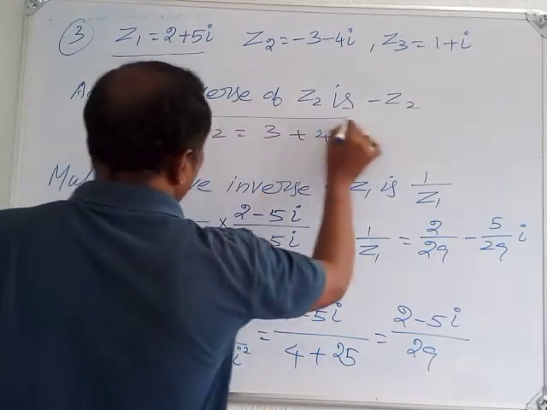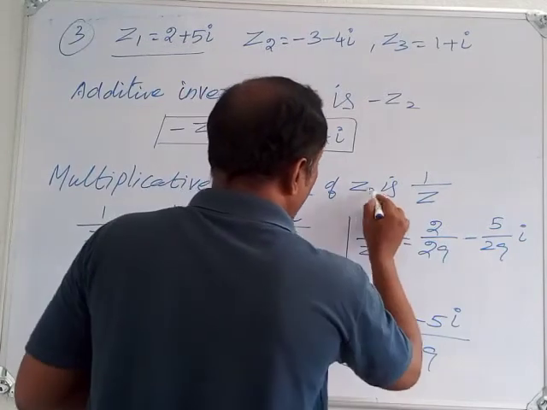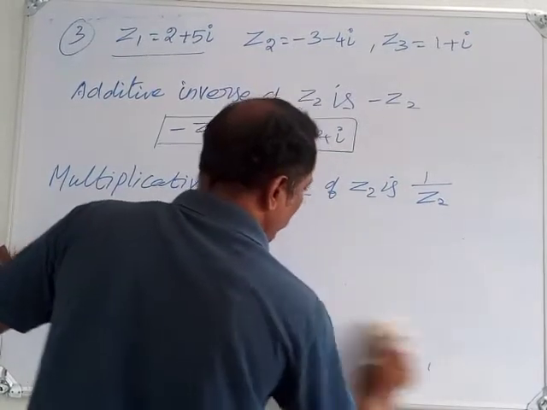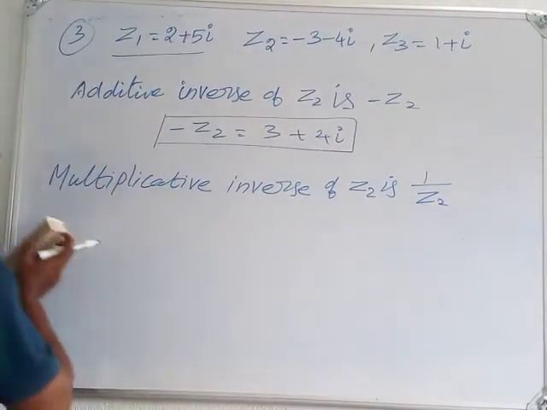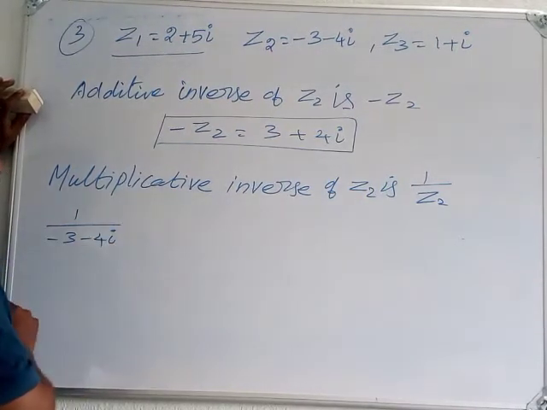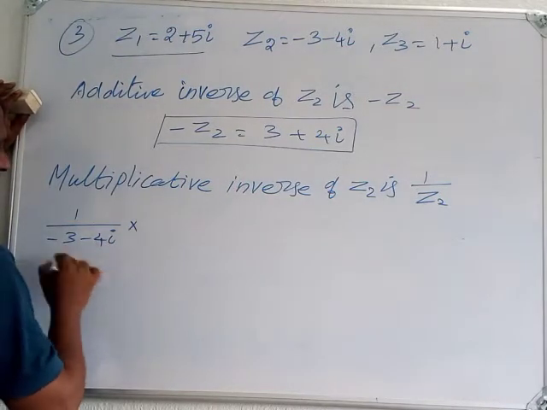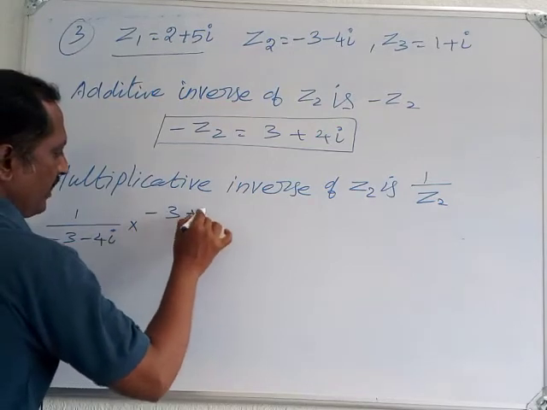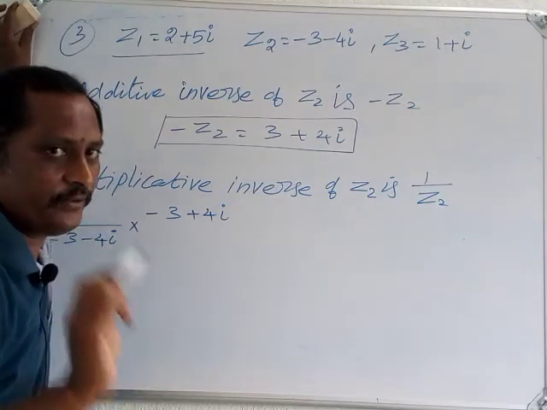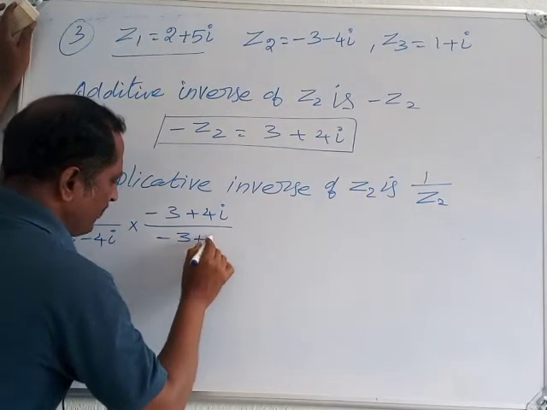So minus Z2 is equal to, changing the sign, 3 plus 4i. This is the additive inverse of Z2. Next, the multiplicative inverse of Z2 is 1 by Z2. So next we calculate the 1 by Z2 value. 1 by Z2 is 1 divided by minus 3 minus 4i. What is the conjugate of the denominator? The conjugate of the denominator is minus 3 plus 4i. You have to change the sign of the imaginary part only.